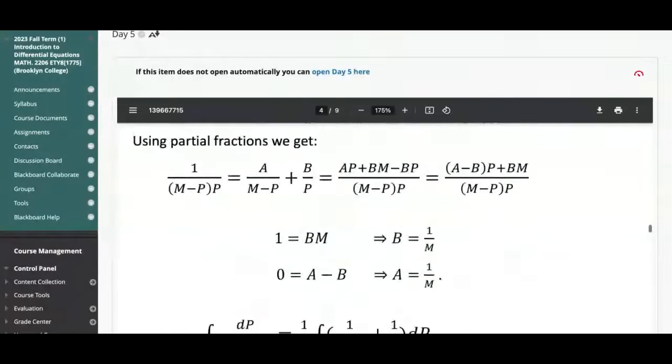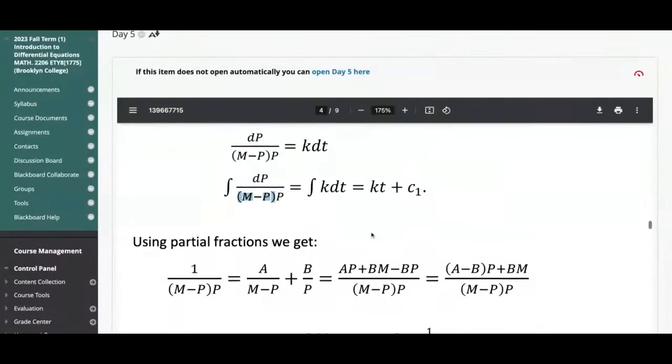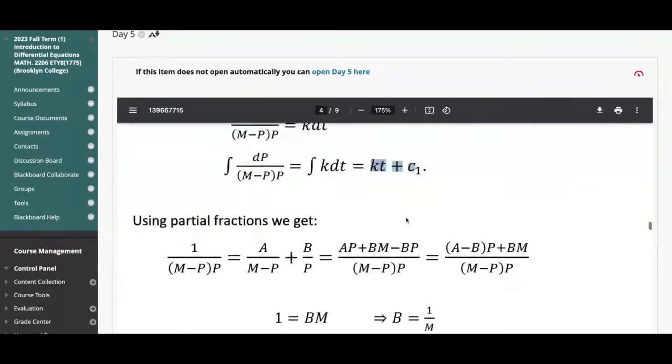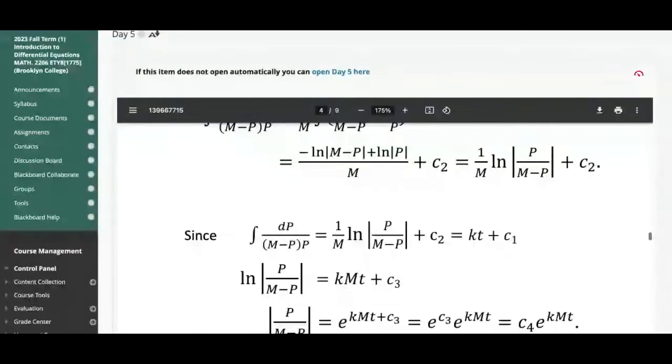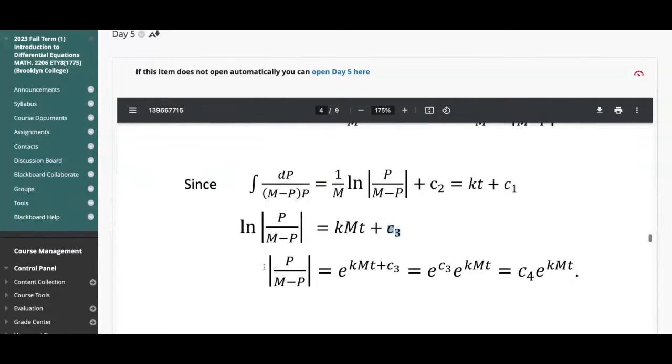That's the integration of the left-hand side. Integration of the right-hand side, we get kt plus a constant. So we have the left-hand side equals the right-hand side. We combine those two constants and write it as C3. So ln (p over (m minus p)) equals k times m times t plus a constant, because we multiplied by m on both sides.